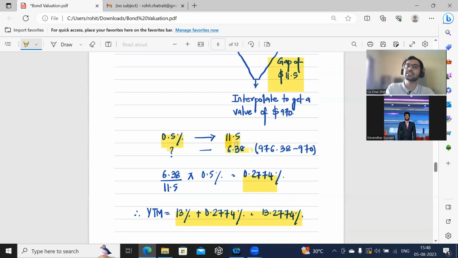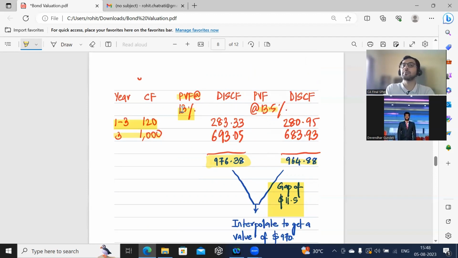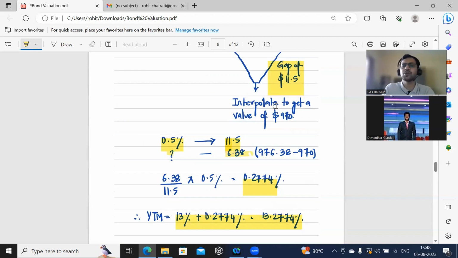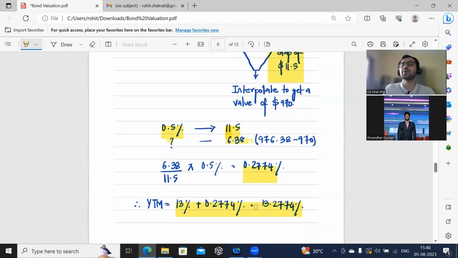Over here, this is a refined YTM, but it is still an approximate YTM, because ideally maybe you should have done the discounting between 13 and say 13.3 percentage. Then it would have been much closer and much more accurate. But this is still fine. Using a gap of 0.5 or 1 percentage is still fine.